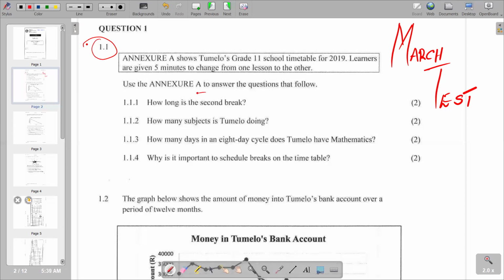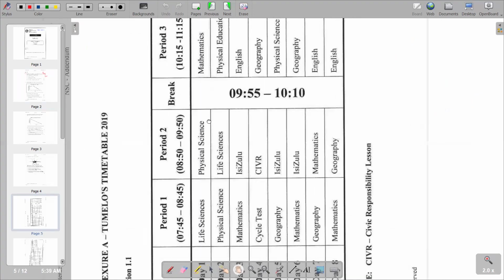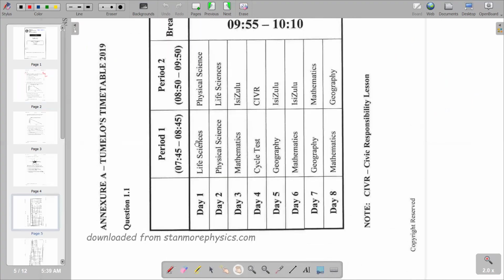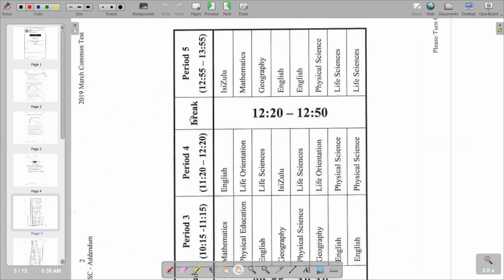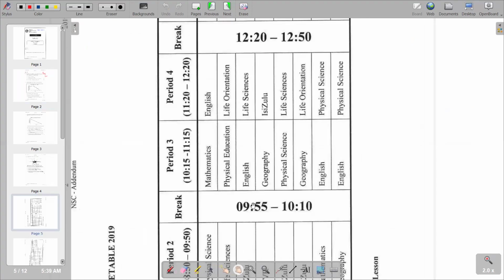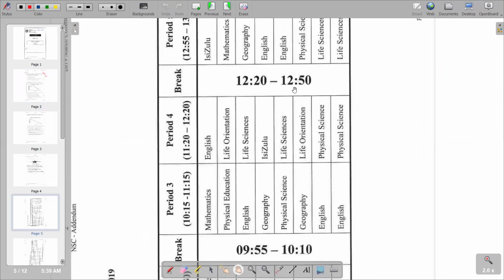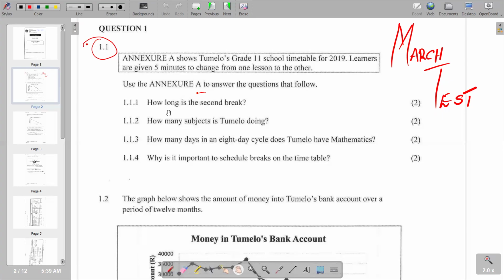So you see that we put Annexure A that we are going to respond to. You'll see that we have from period 1 up to period 5, and we see two breaks there. The first is from 09:55 to 10:10, and the second from 12:20 to 12:50. So on our first question, it is how long is the second break?